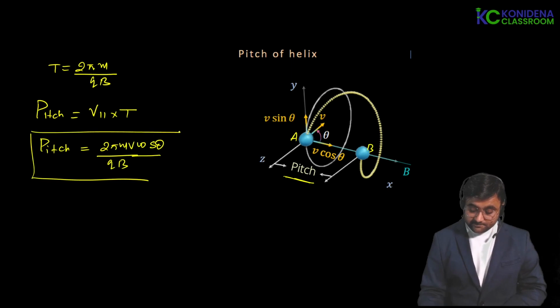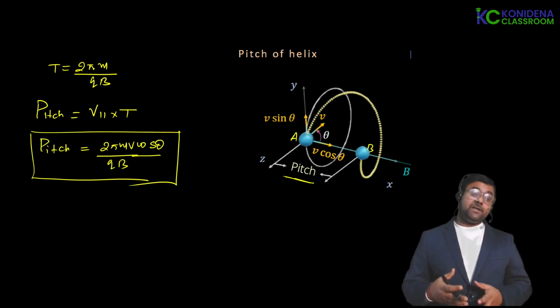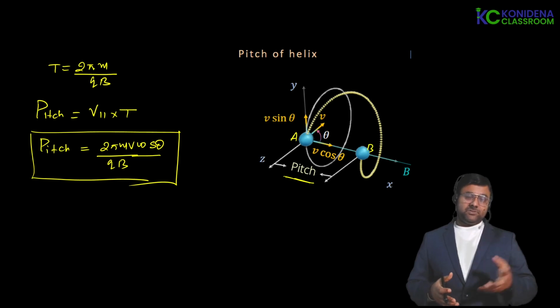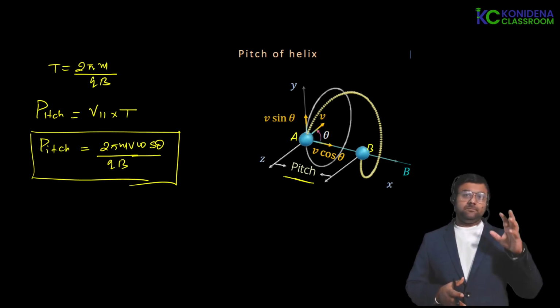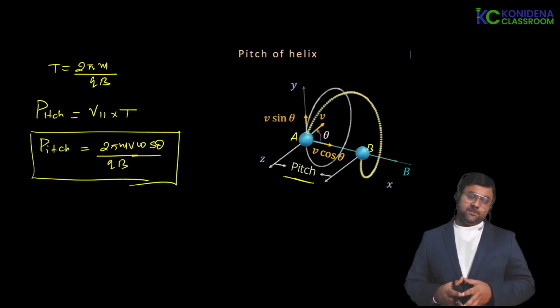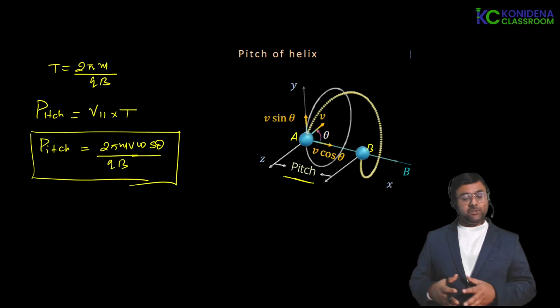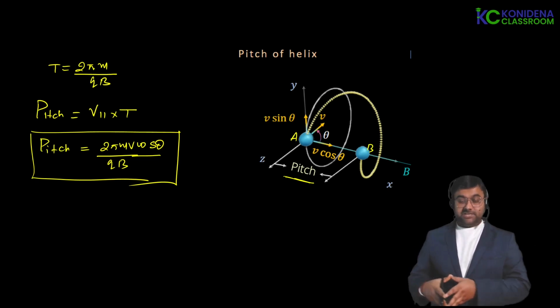Okay, so the conclusion is this: when the charged particle will enter in a magnetic field at a general angle theta, the path will be helical. The time is going to be 2 pi m by qB. The radius will be m times v perpendicular, which was m v sine theta by qB, and the pitch is going to be 2 pi m v cos theta by qB.